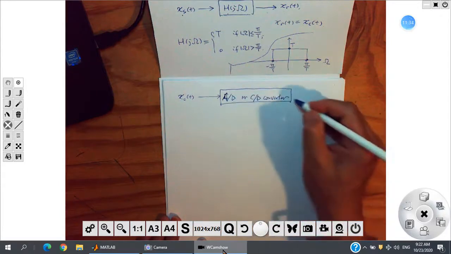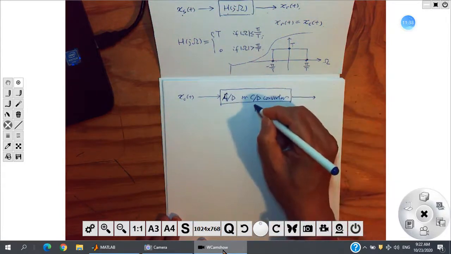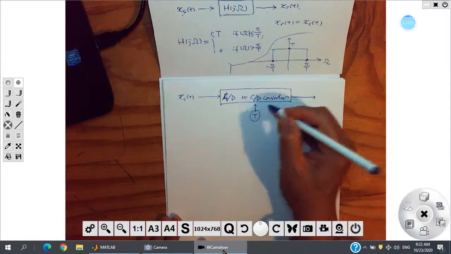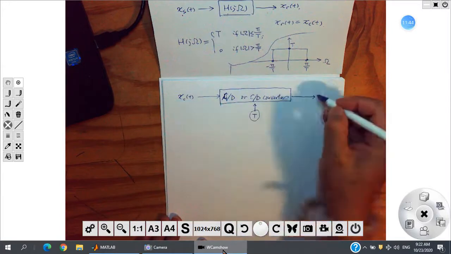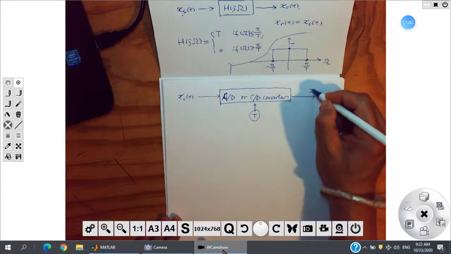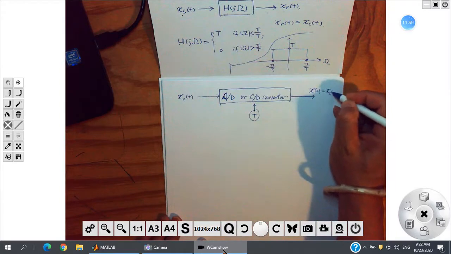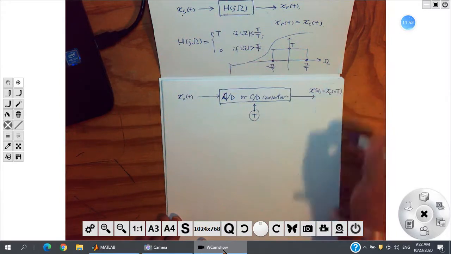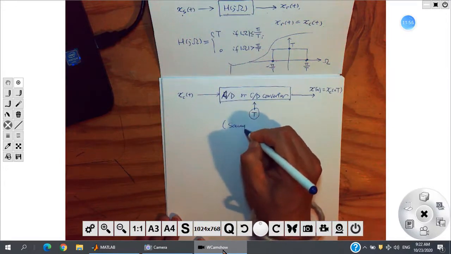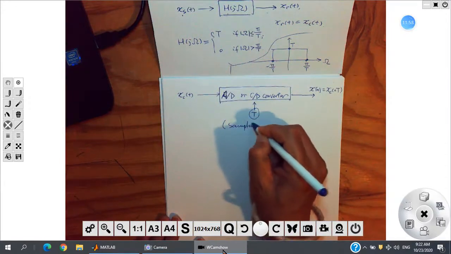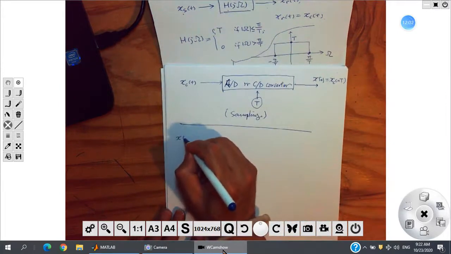Both names might work. And you need a T. T is the step. You will set the step. Every T you will take a sample. Then you have xn. Xn is xc of nT. If you have this, this is sampling.